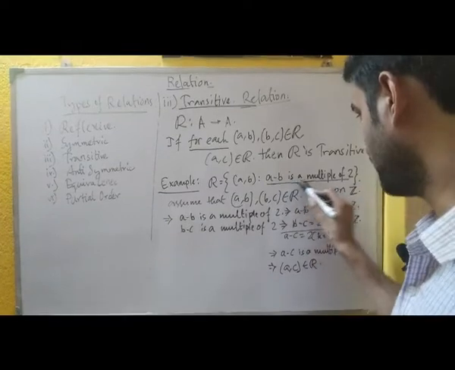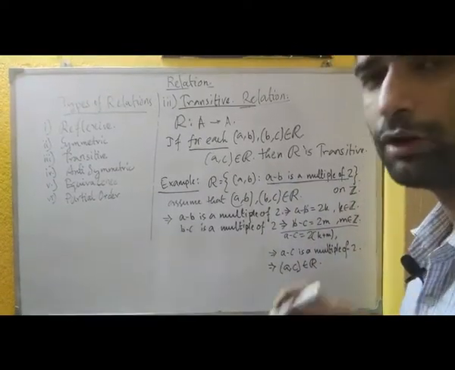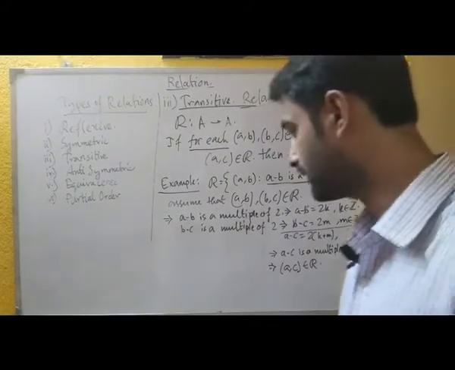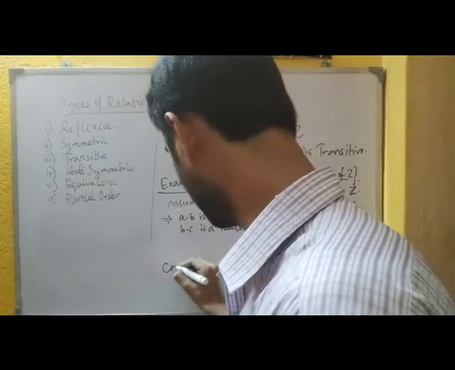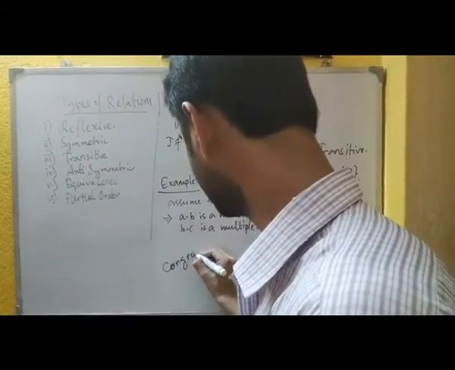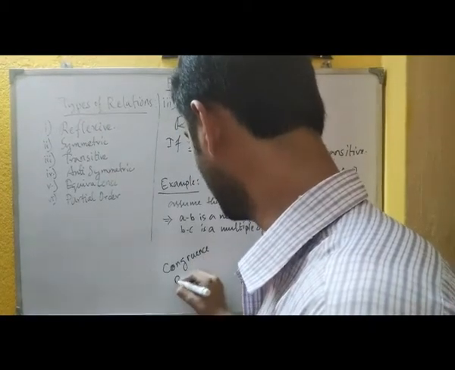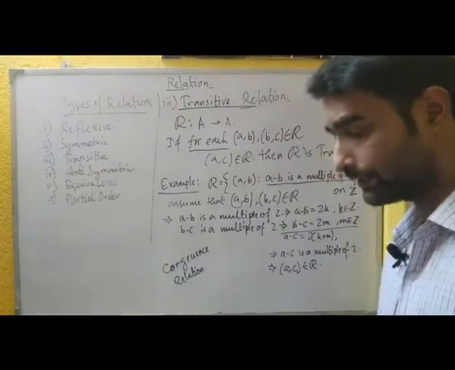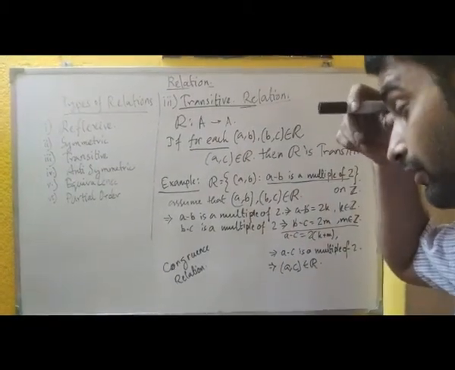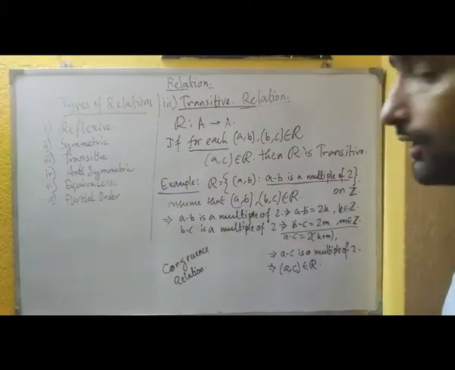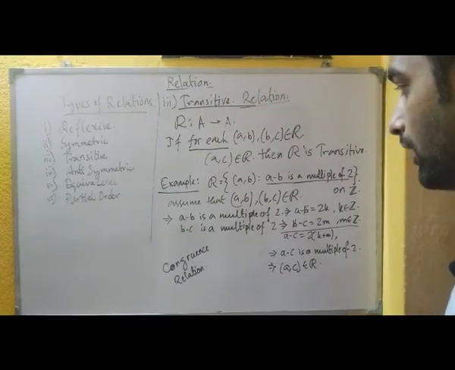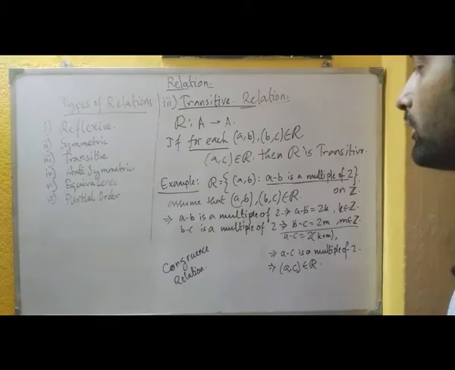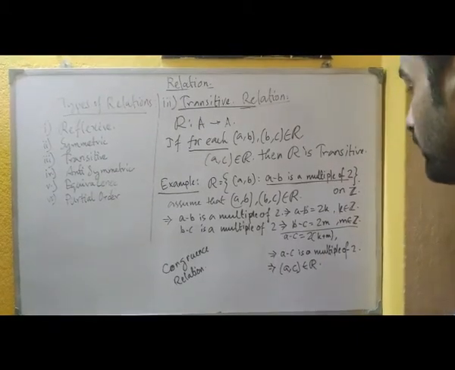This relation, A minus B is a multiple of 2, or for any integer n, A minus B is a multiple of n, has a fancy name. It's called the congruence relation. In the examples we will give more details on this kind of relations. For now, I am just mentioning it. Okay, so this is all about transitive relations.